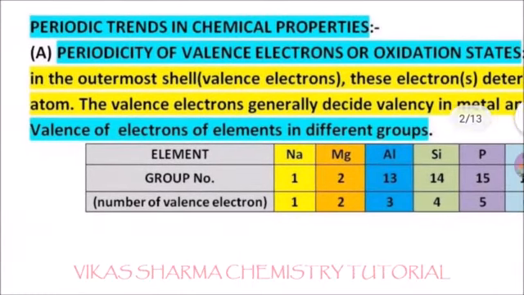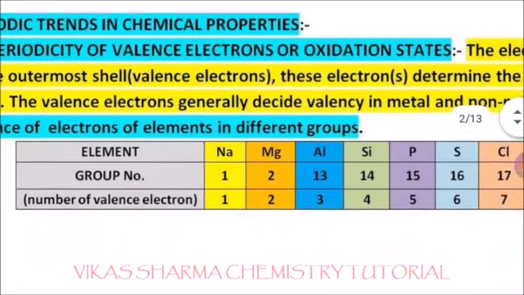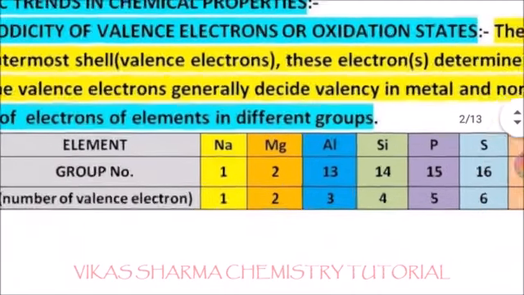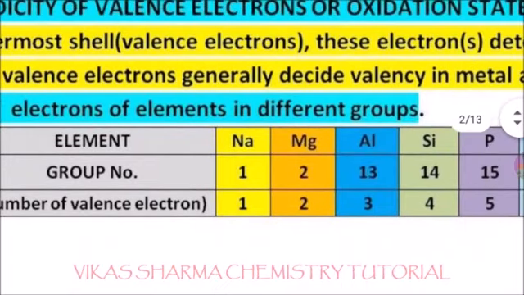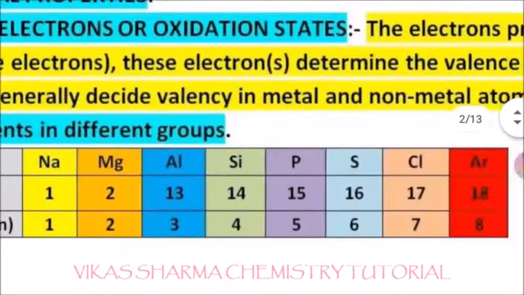The valence electrons of elements in different groups: the group 1 member, which is sodium, has 1 valence electron, so its valency is 1. In the case of magnesium, valence electrons are 2, so the valency is 2. Aluminium, a group 13 member, has 3 valence electrons, so its valency is 3. Silicon, a group 14 member, has valency 4. And phosphorus has 5 valence electrons.